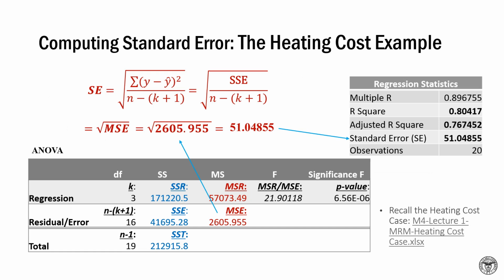We can utilize the information provided in the ANOVA table to assess the standard error. The residual sum of squares, SSE, is obtained from the ANOVA table. The square root of the mean square error, MSE, which equals 2,606, shows that $51.05 is the typical error when using this equation to predict cost. A smaller standard error indicates a more accurate predictive equation.